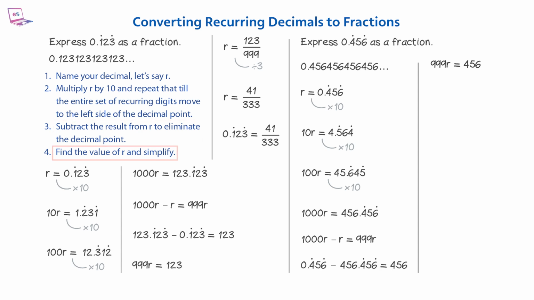Now, let's find the value of R. Can you simplify the fraction further? Yes, both numbers are divisible by 3 and we get R as 152 over 333. 0.456 recurring equals a fraction of 152 over 333.